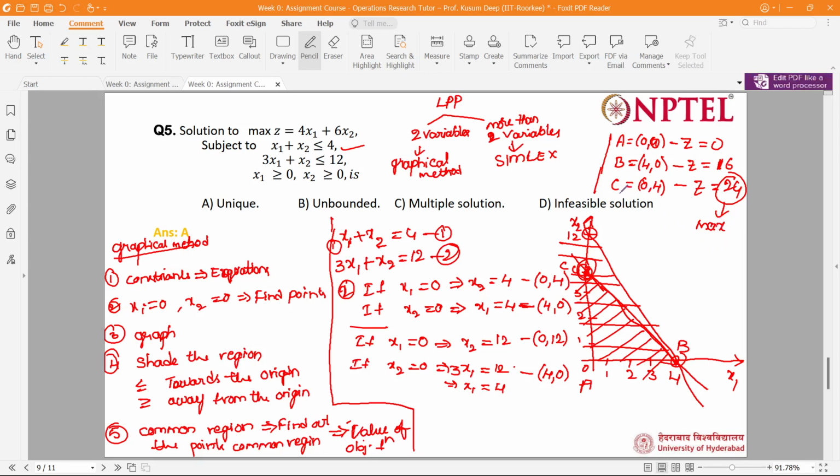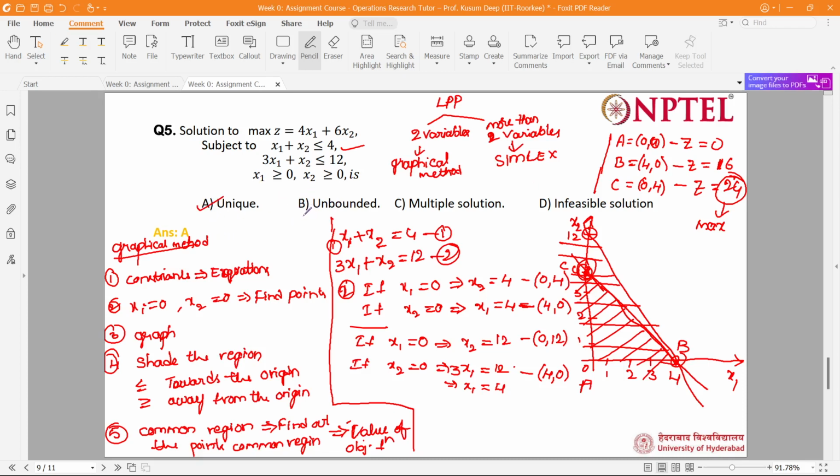So we can say that at the point C, we attain the optimal solution. Here we observe that there is only a single optimal solution, so we can say that it is unique. Our option A is correct.